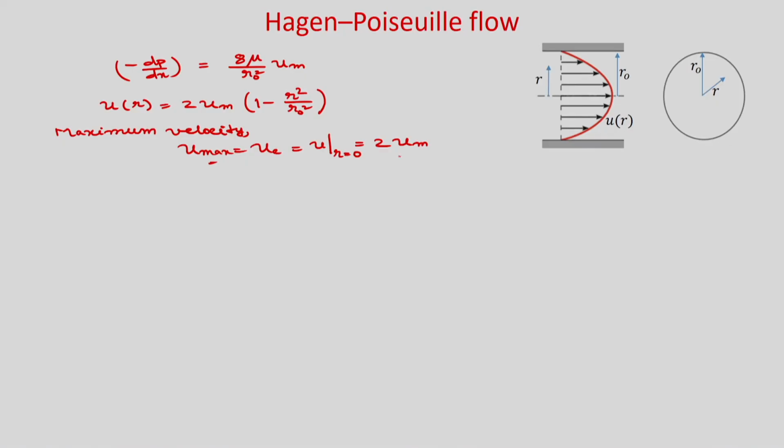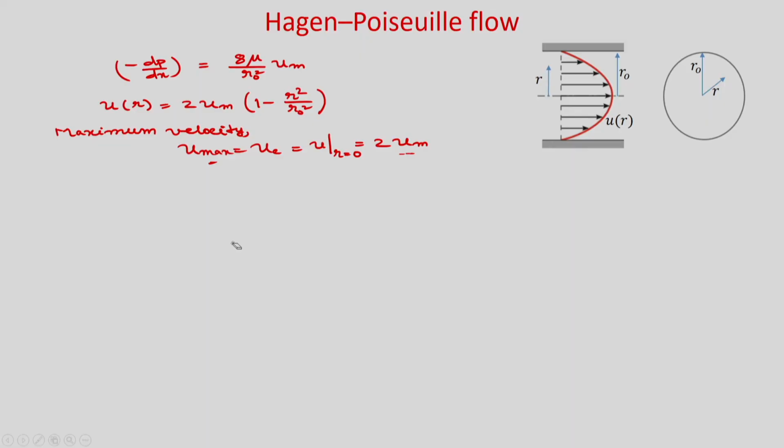So, this u max is twice the mean velocity, and when we considered flow between two parallel plates, u max was 1.5 times the mean velocity. So, you should remember here: when you consider pipe flow, your maximum velocity is twice the mean velocity, and when you consider flow between parallel plates, then your maximum velocity will be 1.5 times the average velocity.